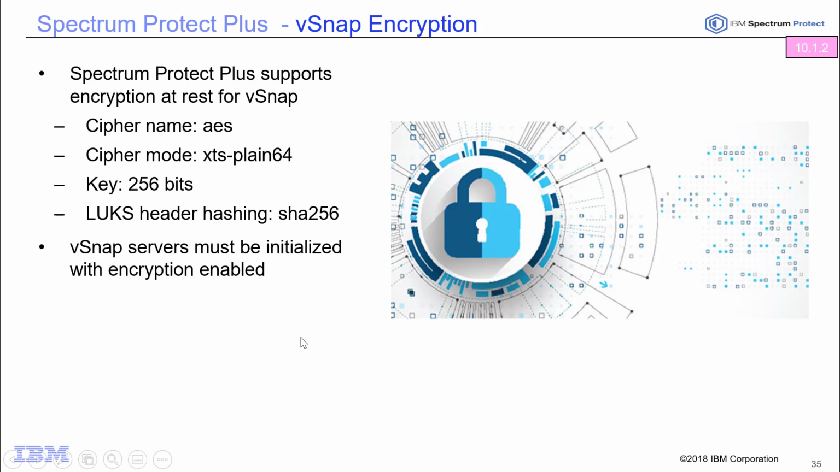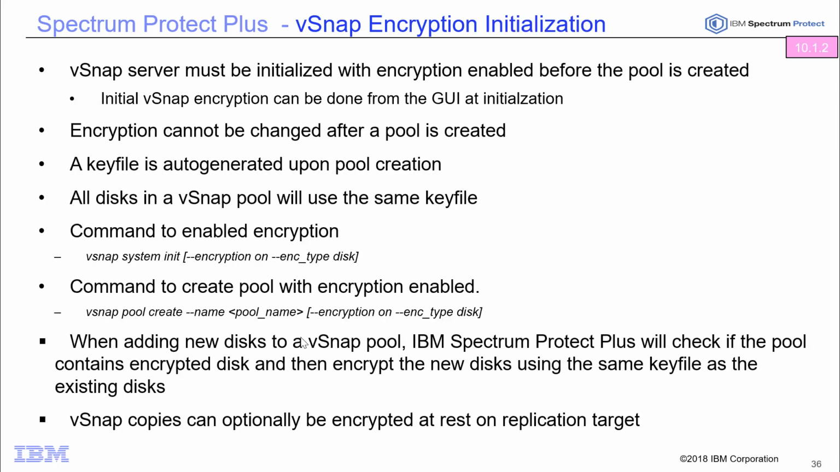Now, the VSnap itself, you can also turn on encryption for that VSnap and encrypt the data that we store out on that VSnap. This encryption is at rest. It is AES 256-bit. And when you initialize the VSnap server, that is when you would turn on encryption. Once it's turned on, you cannot turn it off. And a key file is going to be auto-generated when that storage pool is created. And then all your disks in a VSnap pool will use that same key file for encryption.